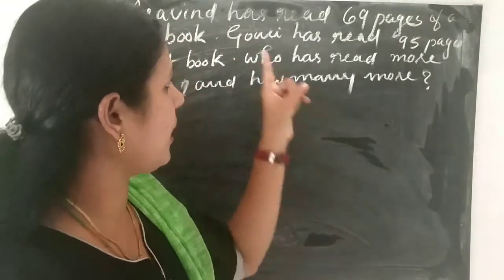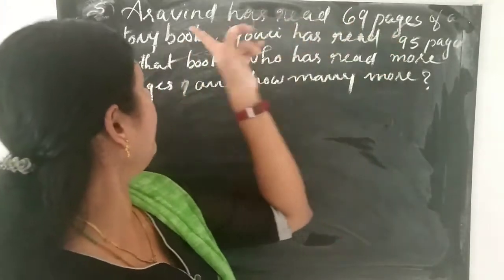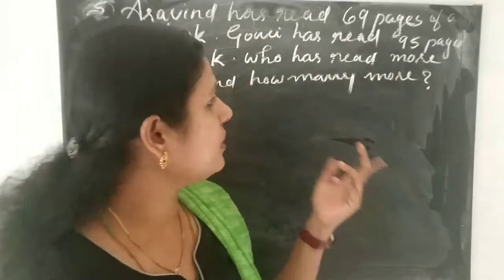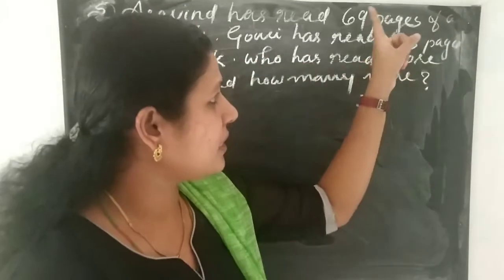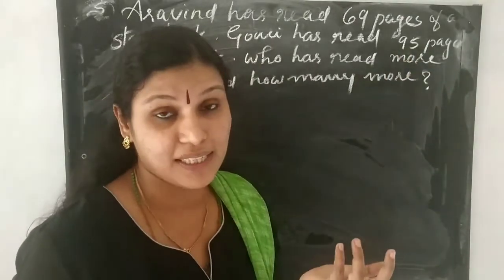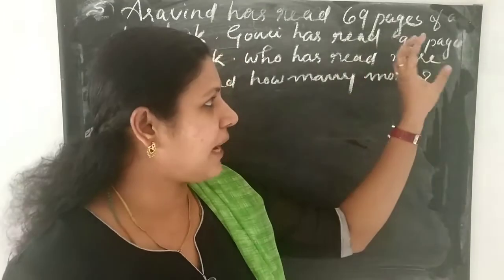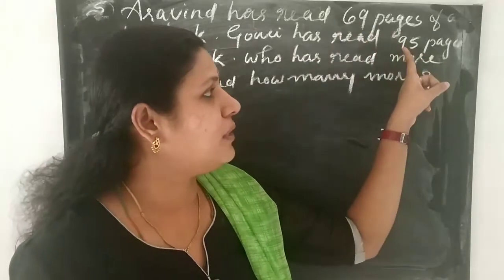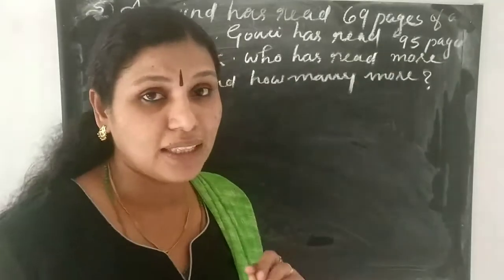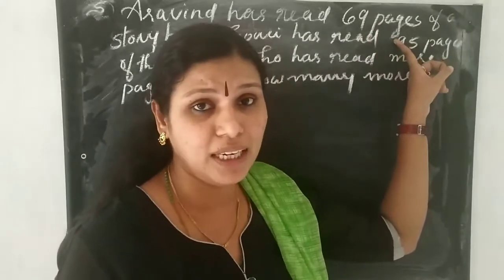So here is a storybook. 69 pages of the book are read by Aravind and 95 pages are read by Gauri. From these, who has read more? 69, 95. Who has read more pages? That is 95. And how many more is it? How to find that? We subtract this 69 from this 95, then we get the answer. That means we subtract, and then we get how many more. That's the difference.